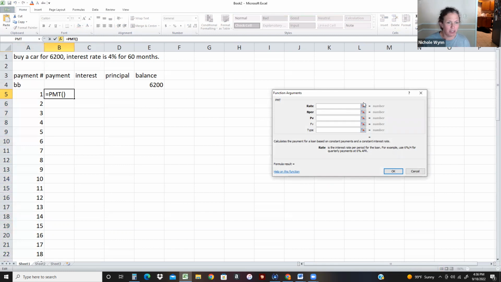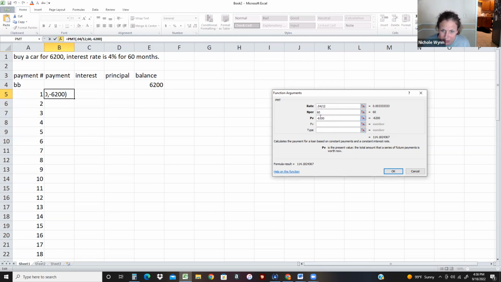So my rate of interest was 0.04, but I'm going to make monthly payments. 0.04 is an annual rate, so I need to divide it by 12. The number of payments I'm going to make is 60, and the amount of money I'm going to borrow is negative $6,200. You put it in as a negative, so your payment will show up as a positive number, okay? So this is a very nice little payment. How cute.